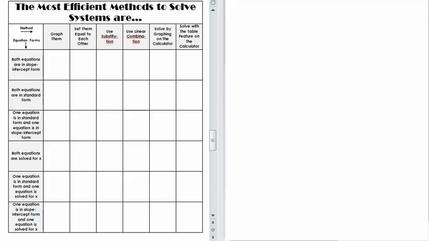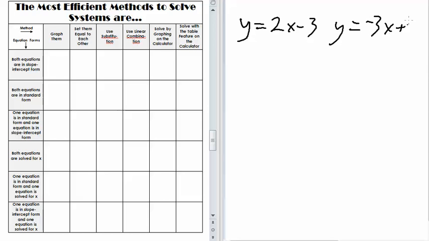Now, hopefully you've gotten to this point by now, we can always use the calculator if we have them both in slope-intercept form. If both of the equations are in slope-intercept form, which means that we have something like y equals 2x minus 3 and y equals negative 3x plus 4, where we have y equals something and y equals something, slope-intercept form, we have our most options. We can graph it easily.